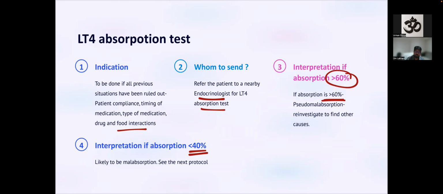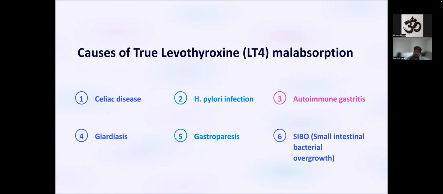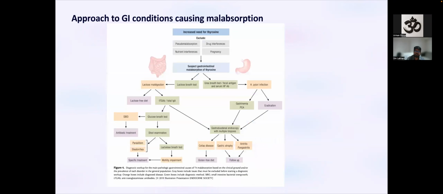So, levothyroxine malabsorption, what are the conditions that can lead to it? Very important conditions are these three: celiac disease, H. pylori infection, and autoimmune gastritis. All these conditions can lead to levothyroxine malabsorption. Giardiasis, gastroparesis, and small intestine bacterial overgrowth can also lead to levothyroxine malabsorption. So if your patient has any of these conditions, you need to rule them out. And in fact, some of these patients have an occult celiac disease which was not diagnosed earlier. We can actually diagnose it from the fact that the patient is having levothyroxine malabsorption. So these are all conditions.